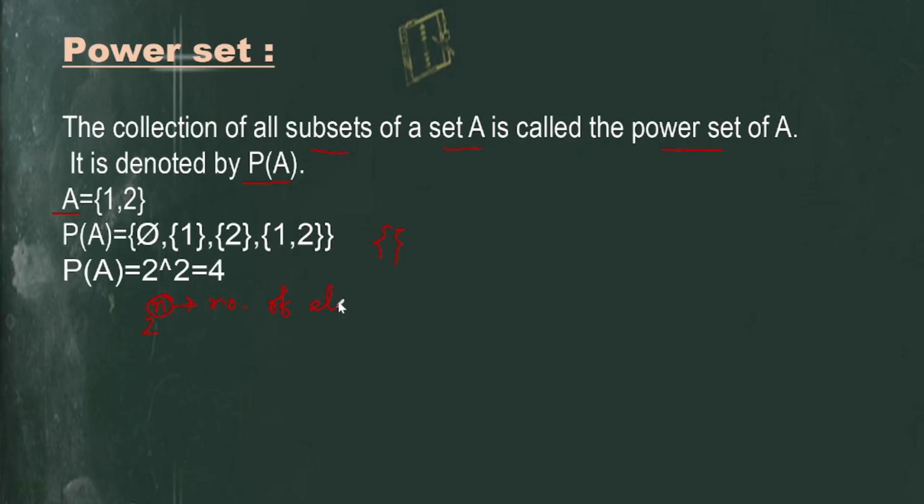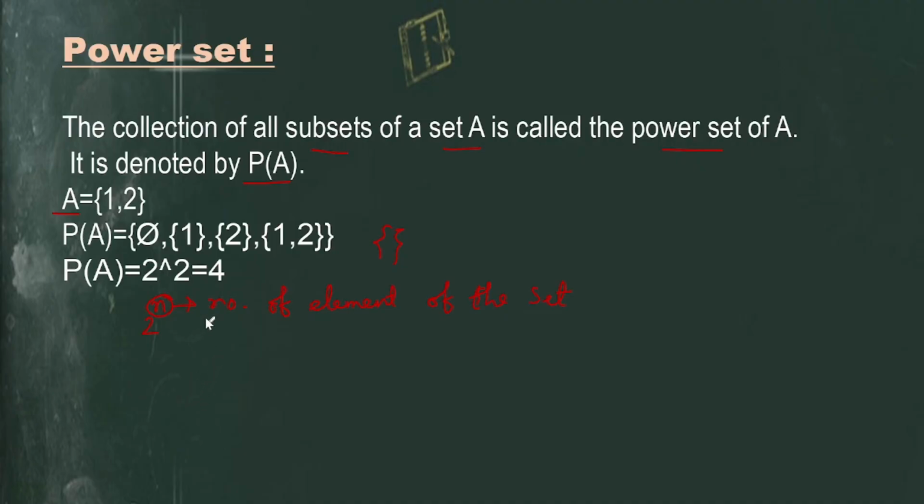Number of elements present in the set. Clear? So, the number of elements present in the set, 2 to the power, here the number of elements is 2, so we will write 2 to the power 2, that is 4 here. Clear? So what is the number of non-proper subsets?